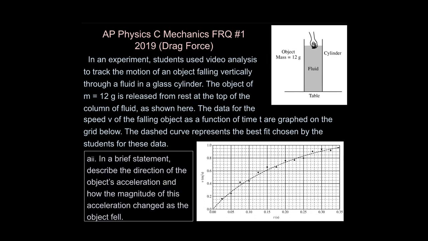All right, number 2 for part A, it says, in a brief statement, describe the direction of the object's acceleration and how the magnitude of this acceleration changed as the object fell. So you may be overthinking this if you're thinking like positive, negative in that respect. All they're asking for is the acceleration is down. It is accelerating in the downward direction, but the magnitude of the acceleration is becoming less and less. It's decreasing as time continues.